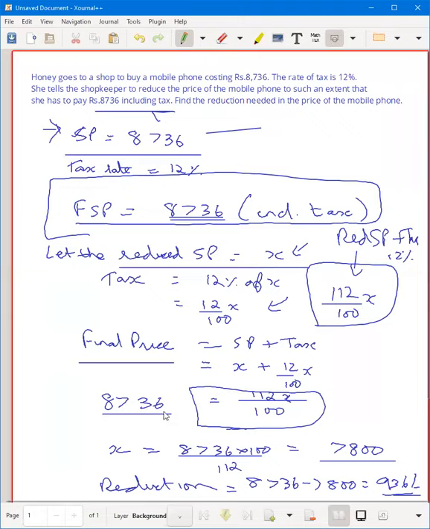Yes. So then we just solve for X, we get 7,800. So this is the reduced price before 12% tax. And if we add 12% tax on this, we'll get the same amount as 8736 that she's willing to pay. So then what did we do? The original price minus this new price will give us the reduction that she's asking.